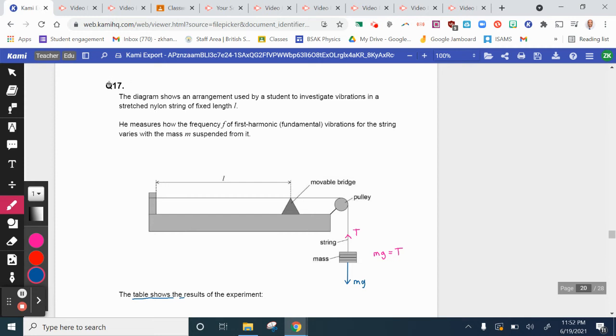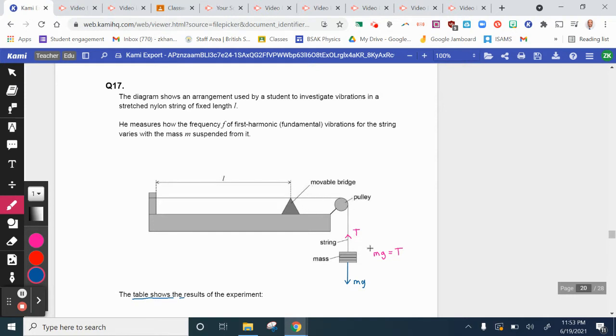So question 17, you've got a diagram here that shows the arrangement used by a student to investigate vibrations in a stretched nylon string of fixed length L. Every time that the string is plucked, a frequency is measured, and the frequency is of the fundamental mode of vibration. And every time a mass is added, the string is plucked.